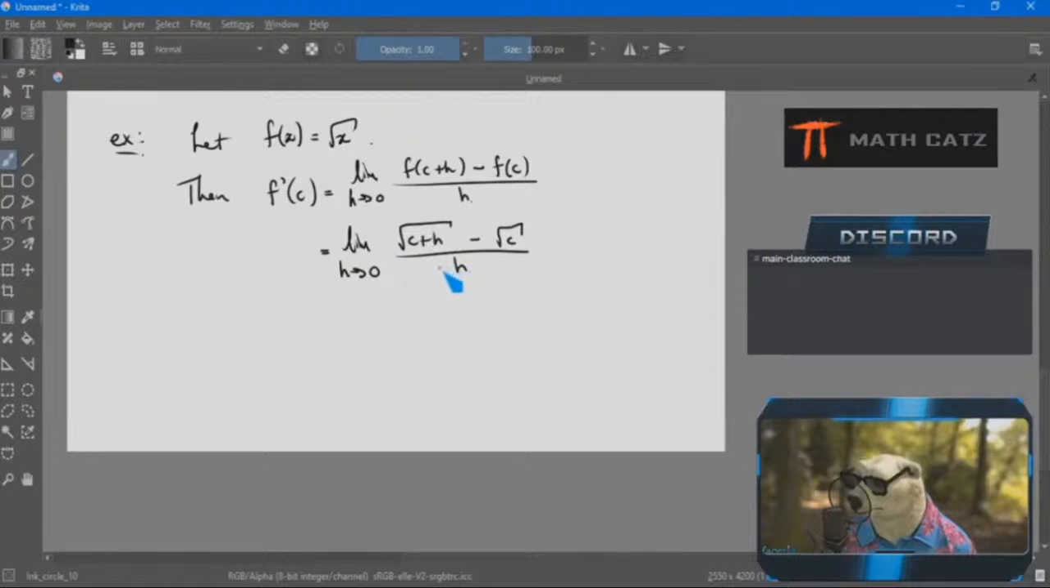The form of this limit, and we should always look at the form of the limit, is 0 over 0. Because at the top I'll get root c minus root c, which is 0, over h being 0. Yeah, 0 over 0, unfortunately. So that means look at the function, look at what I have, and see if I can simplify that.